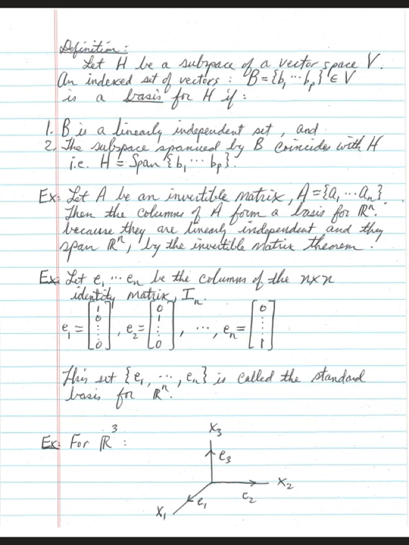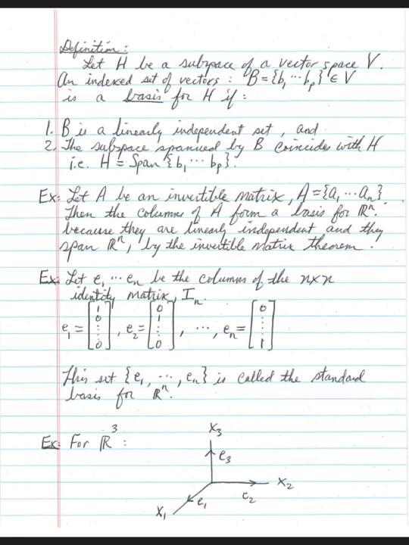Let H be a subspace of a vector space V. An indexed set of vectors b1 through bp in V is a basis for H if B is a linearly independent set and the subspace spanned by B coincides with H. That is, H is equal to the span of those p vectors. Let's look at some examples.